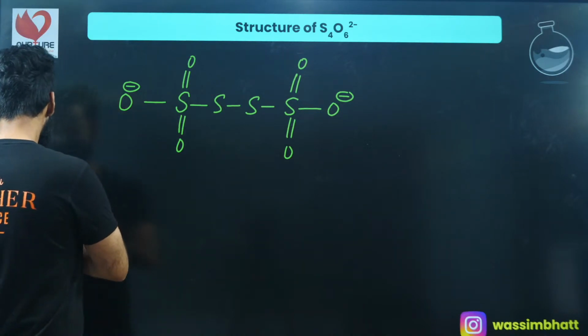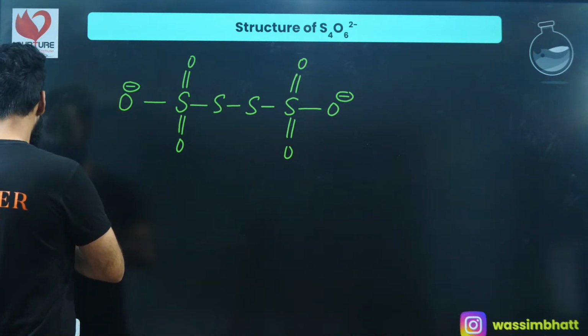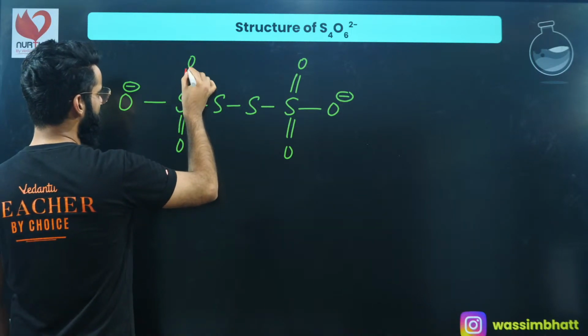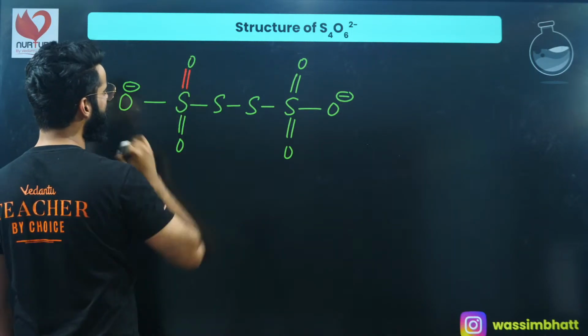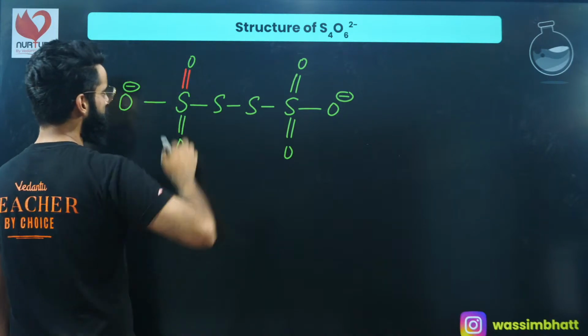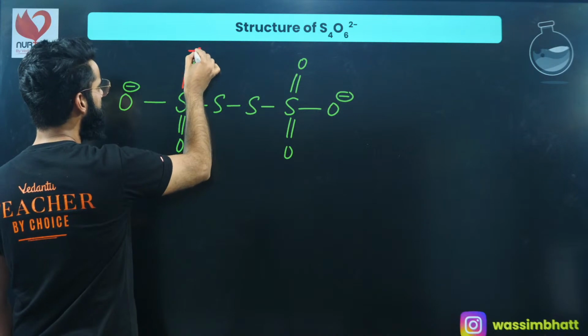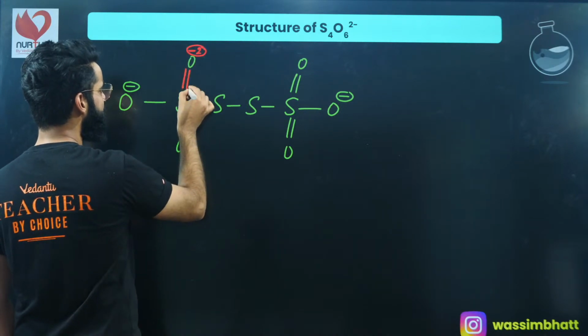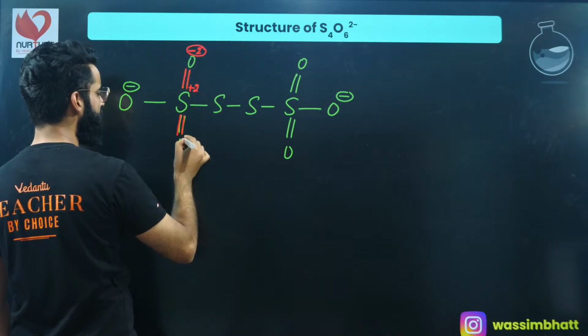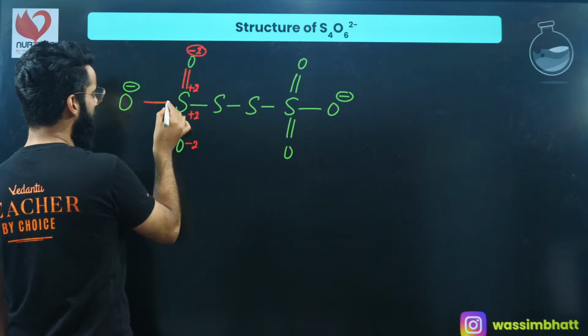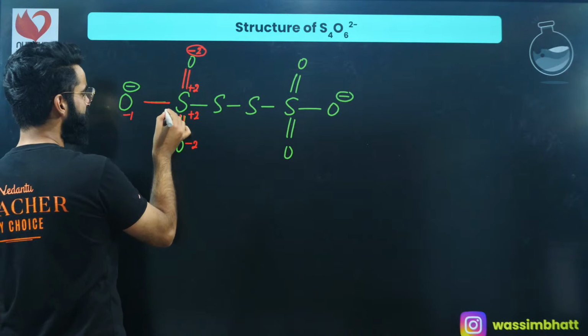Now we will have a look exactly on what all things I'm going to tell you. First of all, let's have a look on this double bond, sulfur and oxygen. Oxygen is more electronegative than sulfur. So oxygen has got more tendency to attract the bonded pair of electrons towards itself, due to which it's going to get -2 and this sulfur will get +2. Due to this single bond, oxygen will get -1, sulfur will get +1.